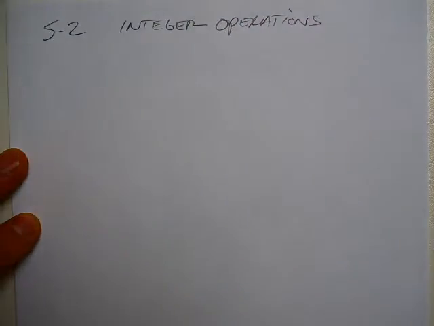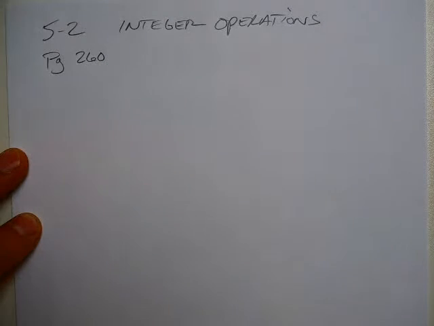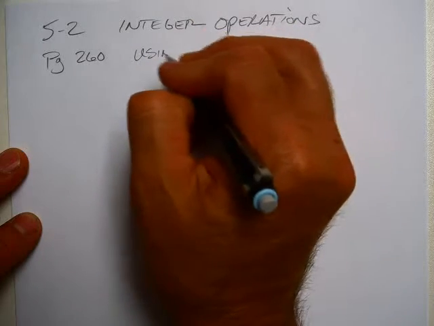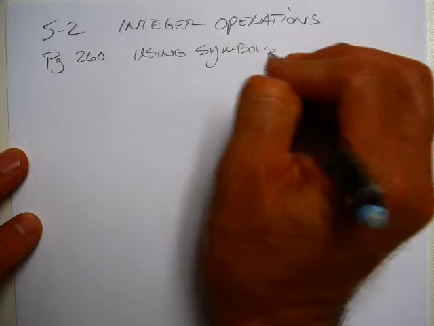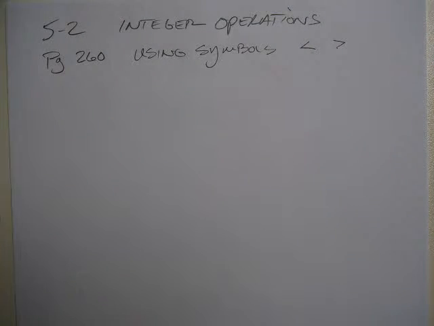If you want to look, I'm on page 260. The first thing we're going to look at is using symbols. We're going to cover a lot of ground today, but again, this should all be review, and hopefully we're already pretty good at it.